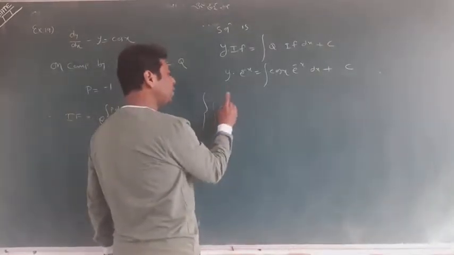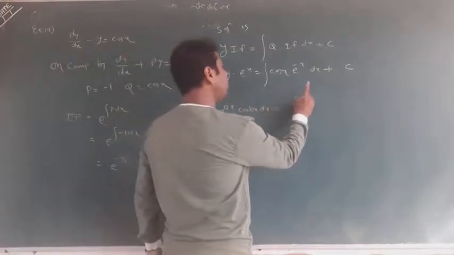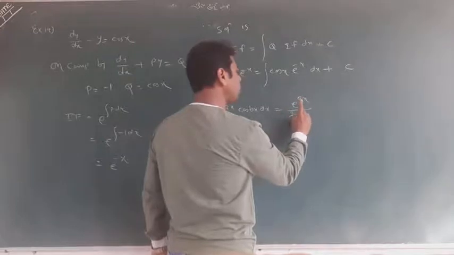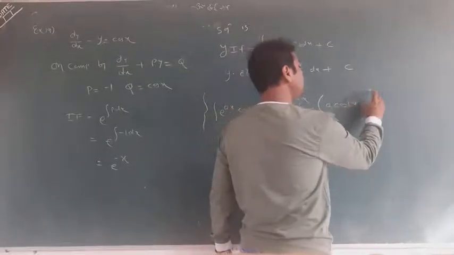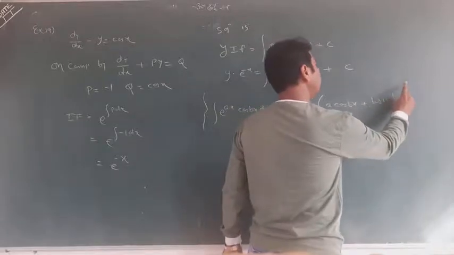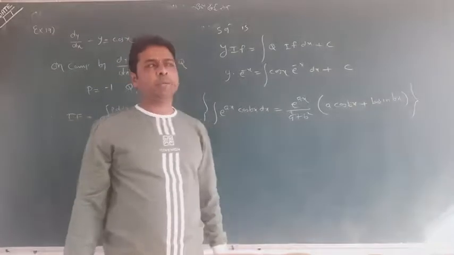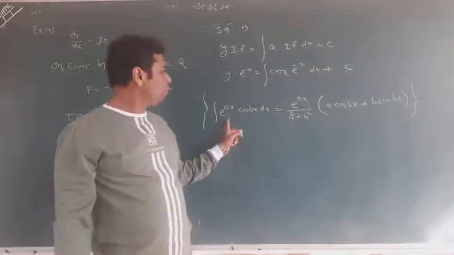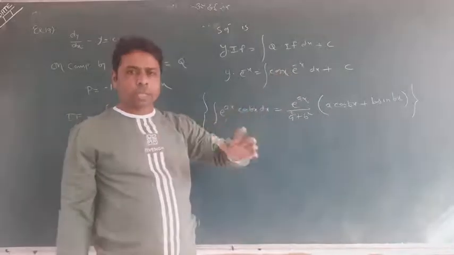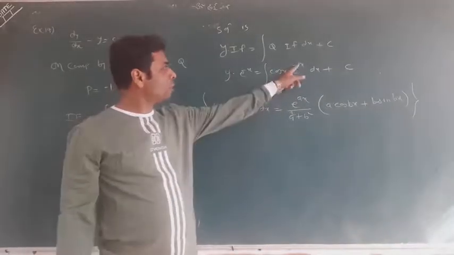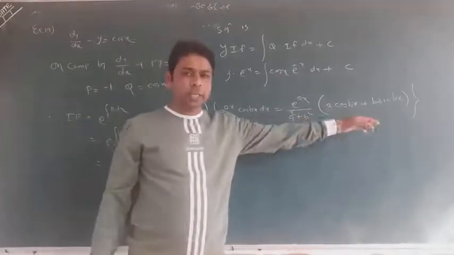This is the formula: the integral of e to the power ax cos bx is e to the power ax upon a square plus b square, into a cos bx plus b sin bx. If you remember this, you are in profit. Otherwise, you have to do the hard work. Here e to the power ax cos bx is almost the same, so a is equal to minus 1 and b is equal to 1. Now you can put the values here and get the answer.